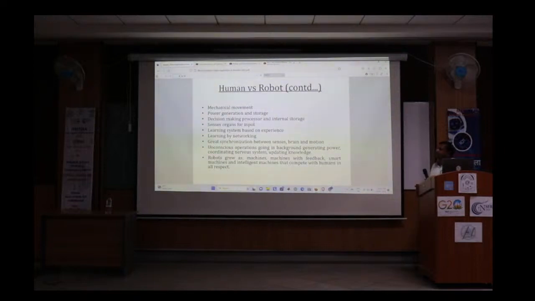So sense organs for input, then a learning system based on experience. Human beings do that. We learn from our experience. So our robot must also learn from experience. And here the term machine learning is very popular these days. So what is it all about? Machine learning is all about how a machine will learn from its experience and use it in the future. So that is one thing.